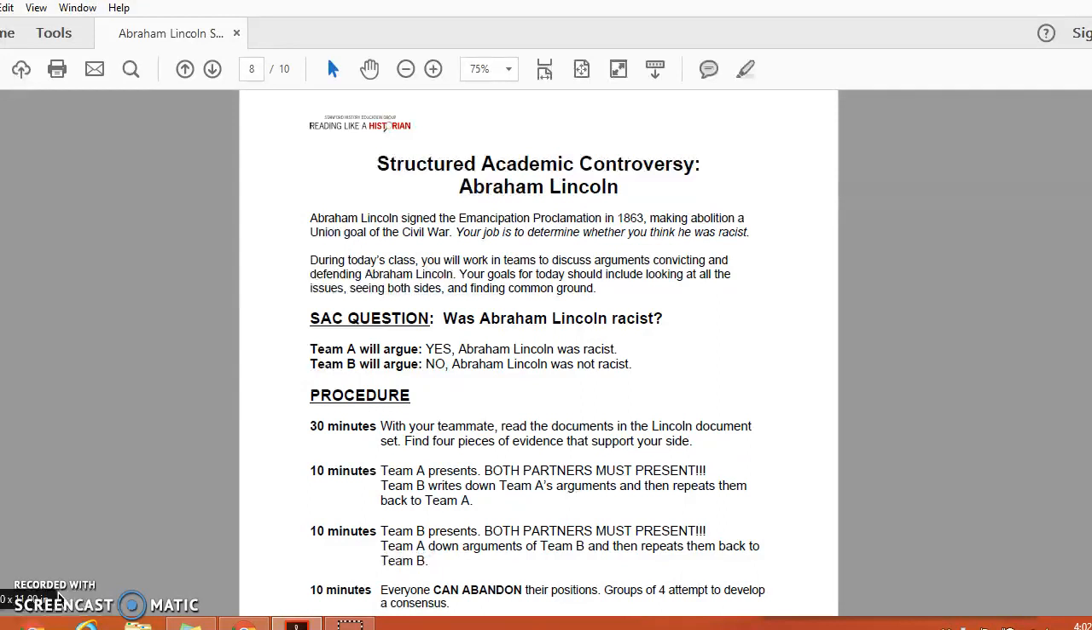So, starting from the top, it says, Abraham Lincoln signed the Emancipation Proclamation in 1863, making abolition a Union goal of the Civil War. Your job is to determine whether you think he was racist. During today's class, you will work in teams to discuss arguments convicting and defending Abraham Lincoln. Your goals for today should include looking at all the issues, seeing both sides, and finding common ground.